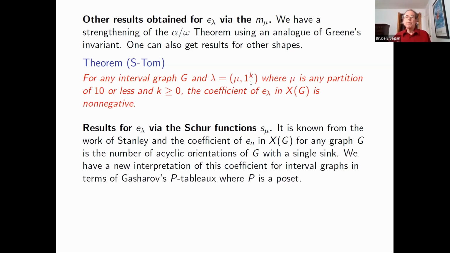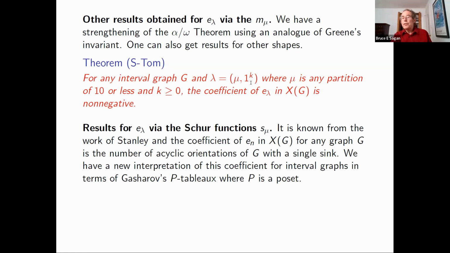We now, by going via the Schur basis, so the coefficients of the Schur basis have a nice explicit combinatorial interpretation given by Gasharov in terms of certain things called P-tableaux, where P here is a partially ordered set. And we can use this to give a very nice interpretation of the coefficient of e_n in terms of P-tableaux.